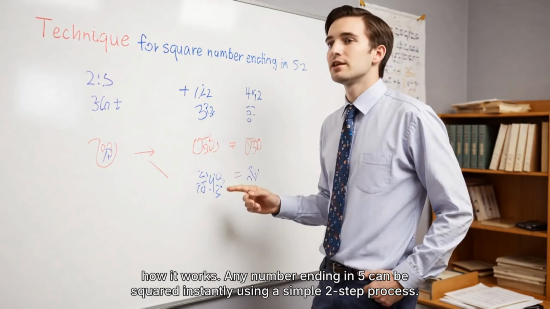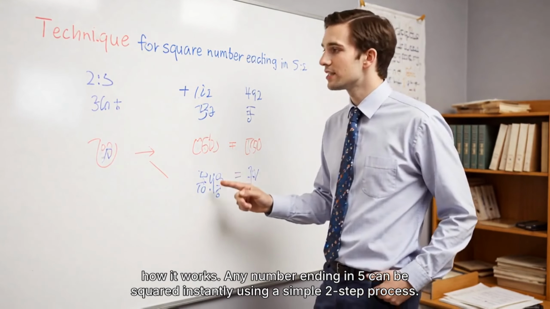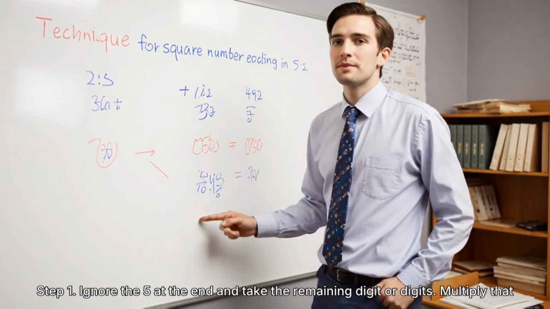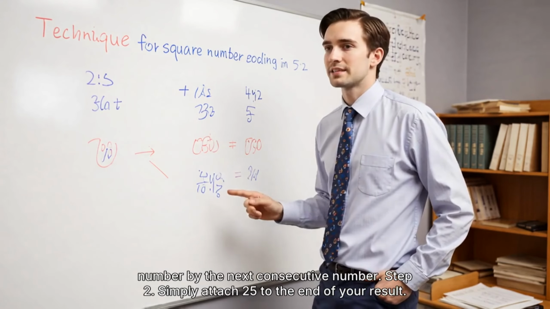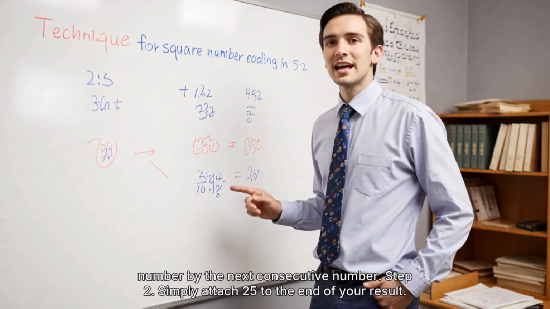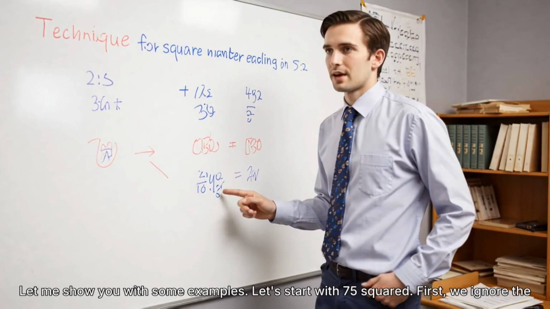Here's how it works. Any number ending in 5 can be squared instantly using a simple two-step process. Step 1. Ignore the 5 at the end and take the remaining digit or digits. Multiply that number by the next consecutive number. Step 2. Simply attach 25 to the end of your result. Let me show you with some examples.